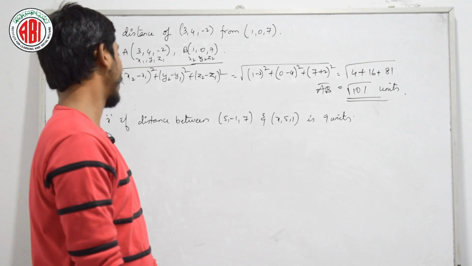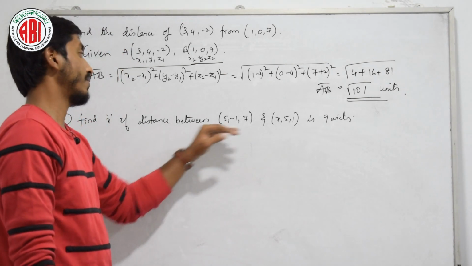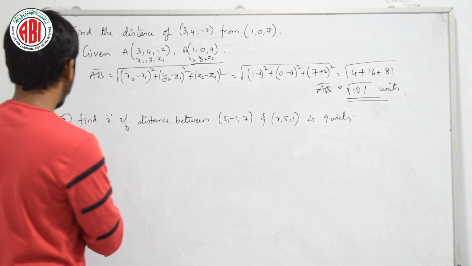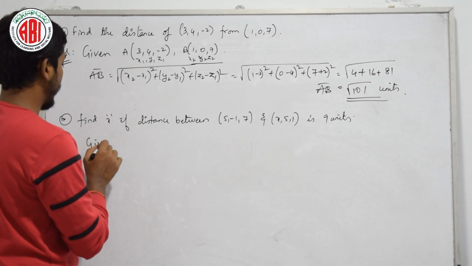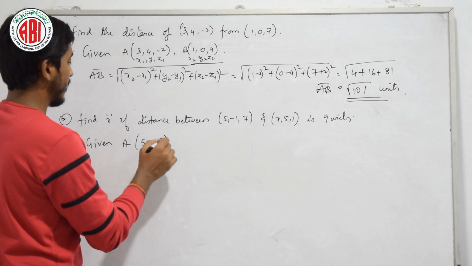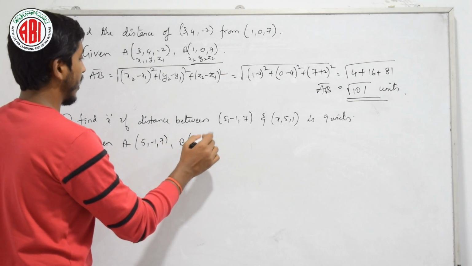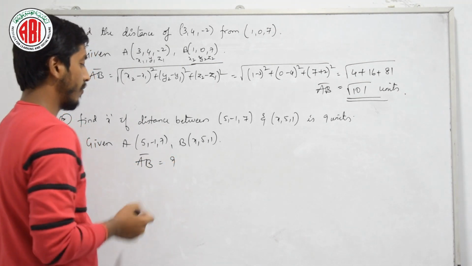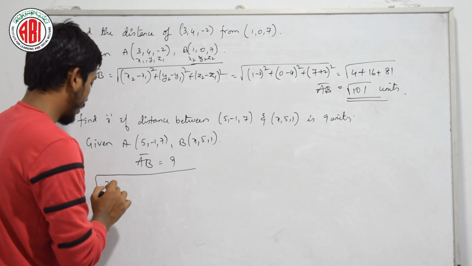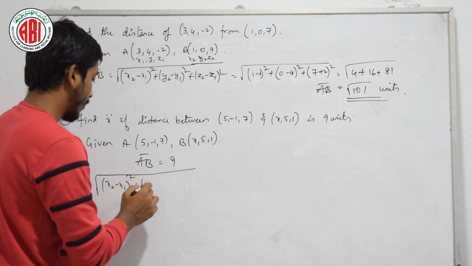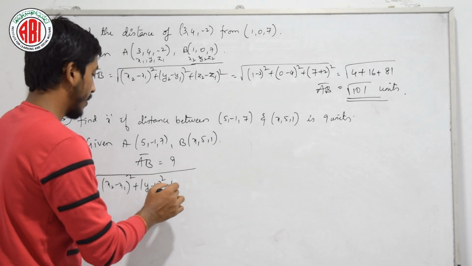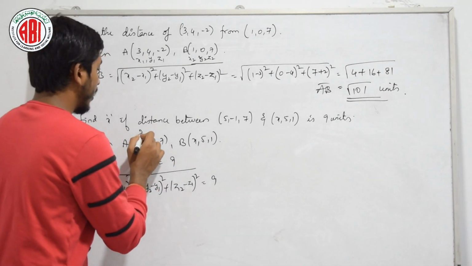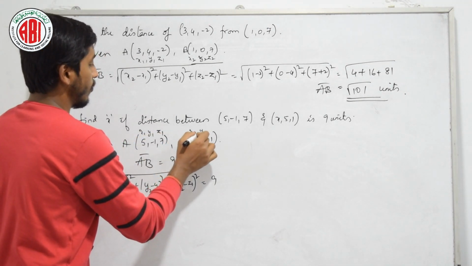Okay, then let us see the next question. Find the value of x if the distance between these 2 points is 9. Okay, we can do, right? Let's do. That is the solution. Given A is (5, minus 1, 7), B is (x, 5, 1), and given AB is equal to 9. What is the formula? Under root (x2 minus x1) whole square plus (y2 minus y1) whole square plus (z2 minus z1) whole square equal to 9. Right? Here these are x1, y1, z1, x2, y2, z2.